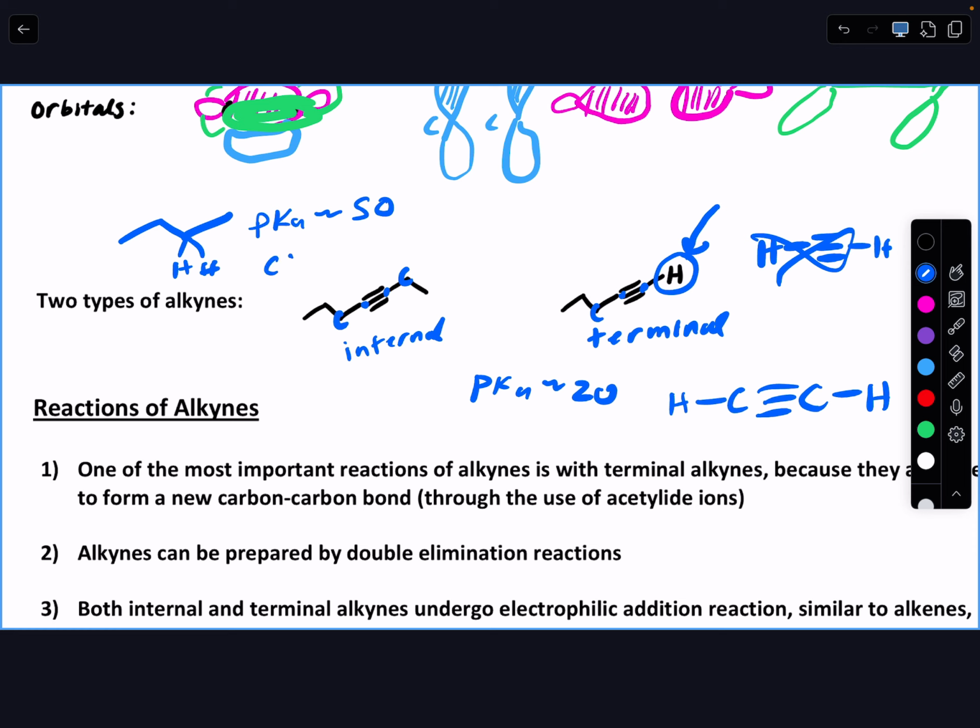If you look at alkenes, the pKa of any of these hydrogens is around 45. So that's basically not acidic at all either. But when you go down to the alkynes, now you drop down to a much lower pKa.